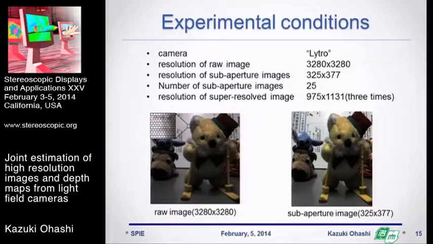We have conducted an experiment to confirm the effectiveness of our method. We use a light field camera. The resolution of the raw image is 3280 by 3280. And the resolution of the sub-aperture image is 325 by 377. The number of sub-aperture images used is 25, and the resolution of the super resolved image is 975 by 1131.